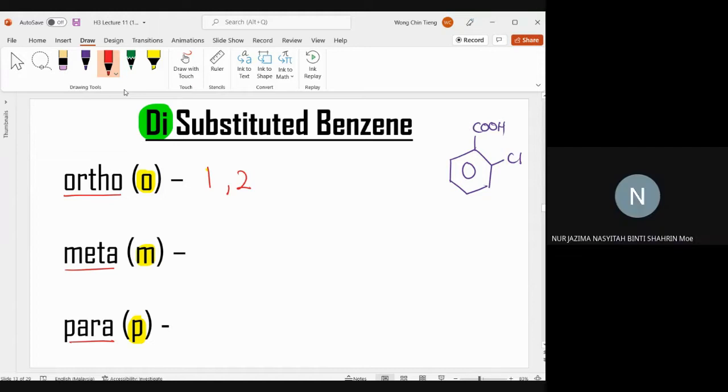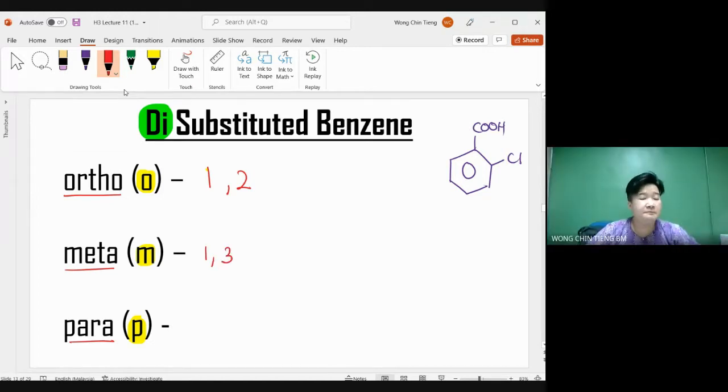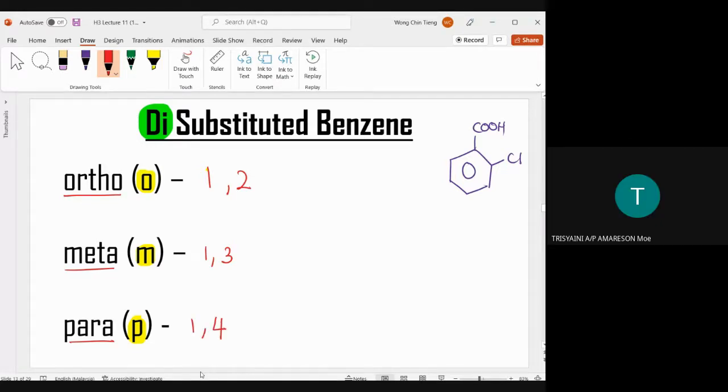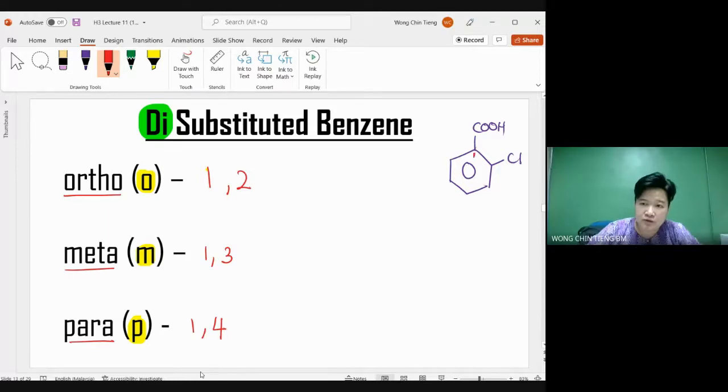1, 3. 1, 4. Okay? 1, 4. Nampak tak? This is what I mean by 1, 2. Okay? What does it mean by 1, 3? 1, 3 bermaknanya kita ada benzene ring dan dua-dua substituent duduk kat 1, 3.